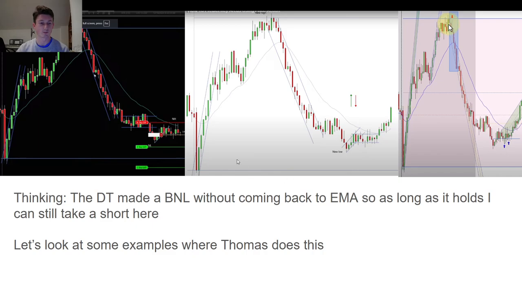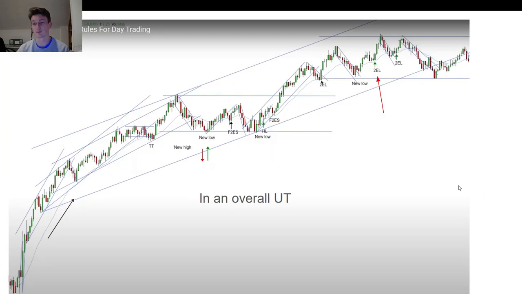So I looked at a bunch of examples from Thomas to see when he might be taking a short even after a close outside and new extreme. Let's see, the first example is right here. It's the second entry long, and you can see that this uptrend, this kind of shorter-term uptrend, had a close outside and new high. So why are we continuing to look for longs?